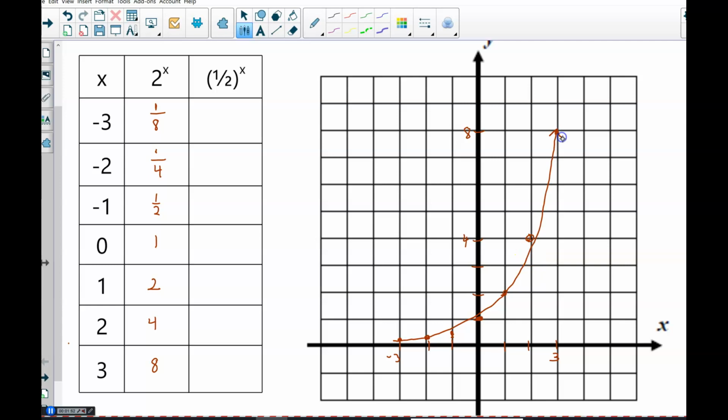We put an arrow on each end because it actually goes infinitely far in both directions. Notice this curve is not crossing the x-axis, and we'll talk about that in a little bit. We have to label our function. It's f of x equals 2 raised to the power of x.